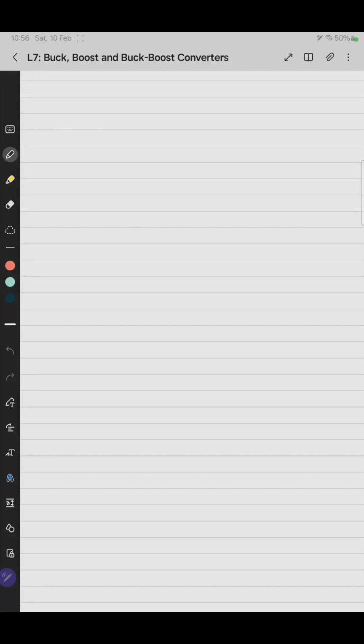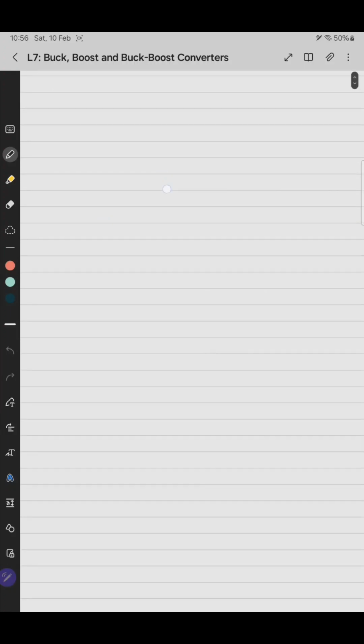So in the last lecture we discussed the introduction to switch mode power converters, the valid phases and the different converters, and the basic three DC-DC switch mode power converter topologies, that is buck, boost and buck-boost converters. So in this lecture we will discuss in detail the operation and design of these DC-DC power converters. So let's first see the buck converter.